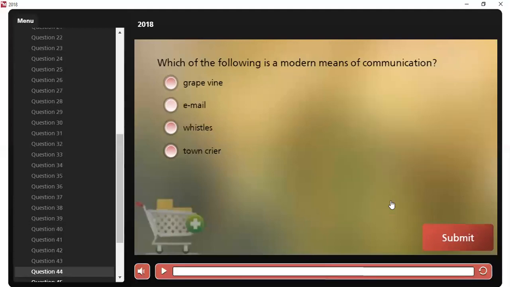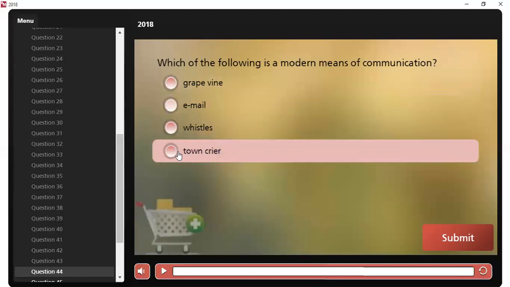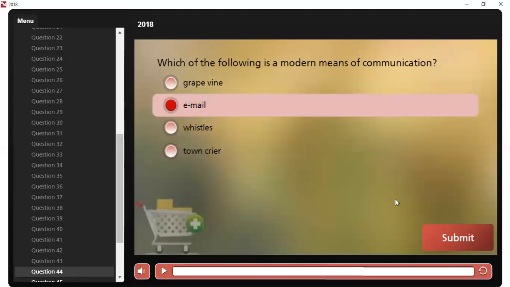Question 44. Which of the following is a modern means of communication? Grapevine, email, whistles, town crier. The right answer is email, which means electronic mail.